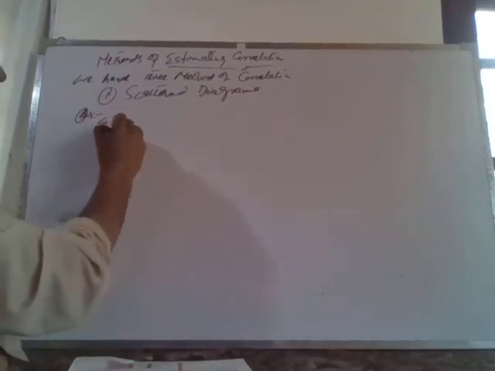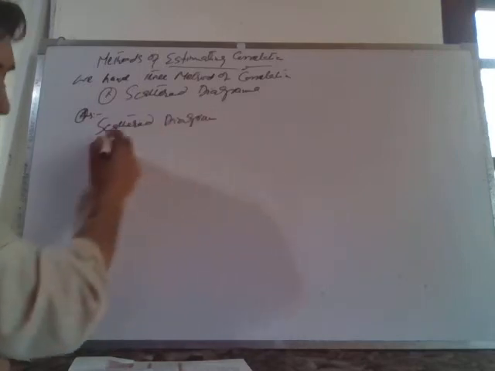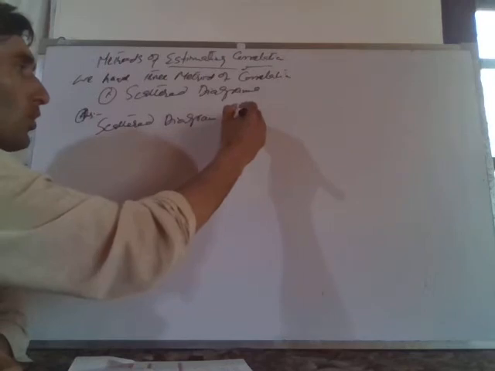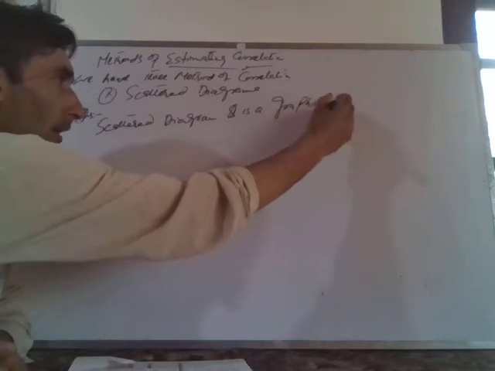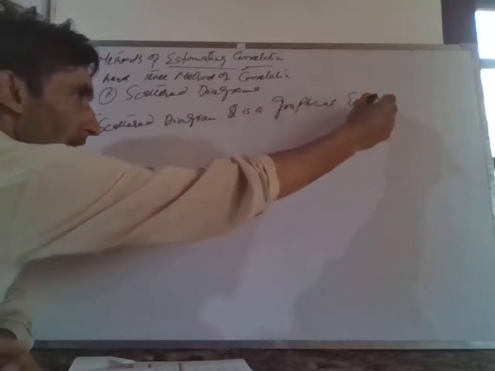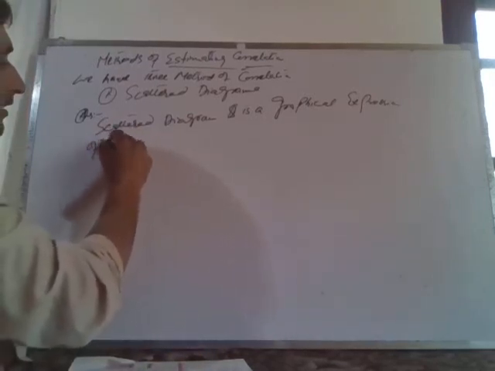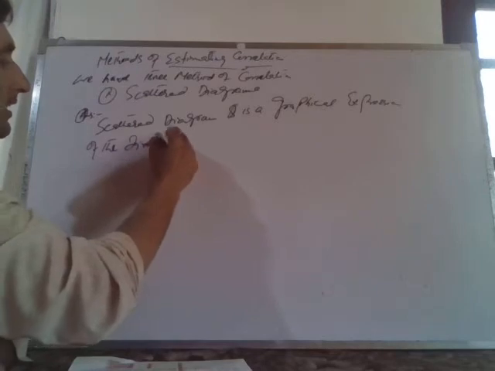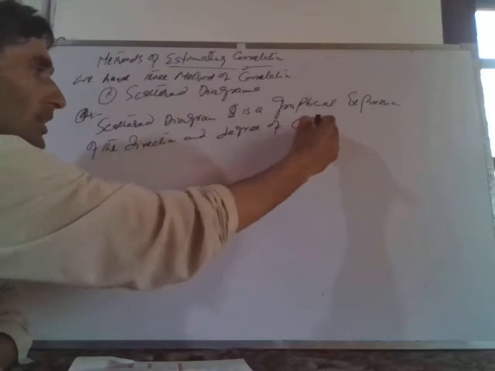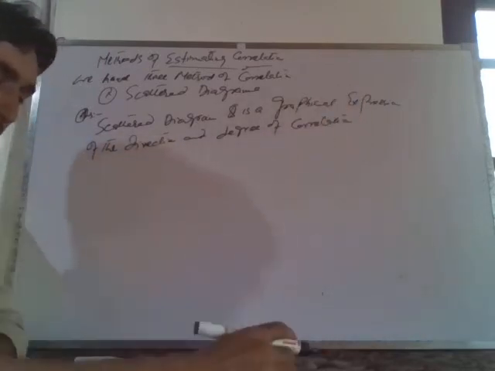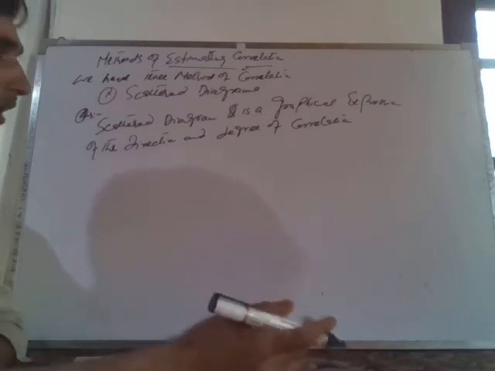Thus, we may write that a scatter diagram is a graphical expression of the direction and degree of correlation between two variables.